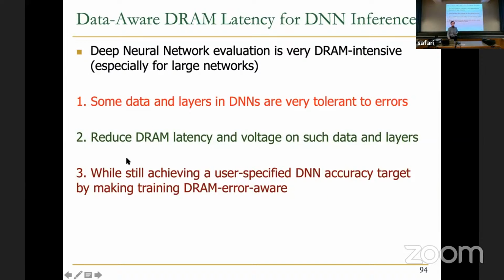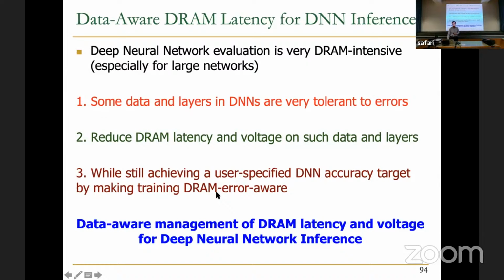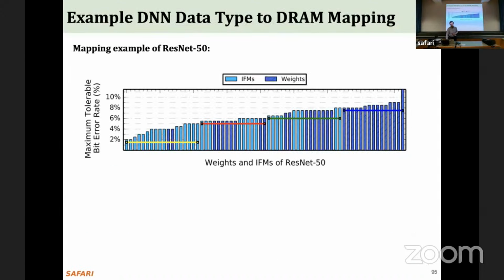And how do you do that? You can make training of the neural network error-aware. And that's what the proposal is in this work. You can think of this as data-aware management of DRAM latency and voltage for neural network inference. So let me give you an example.